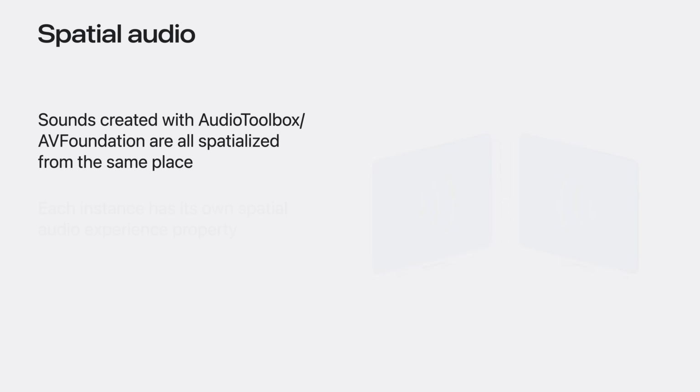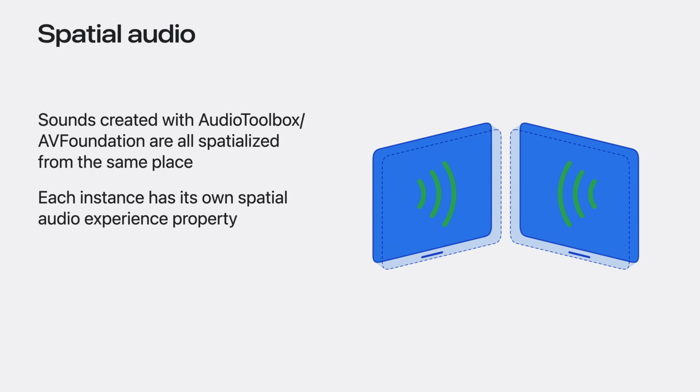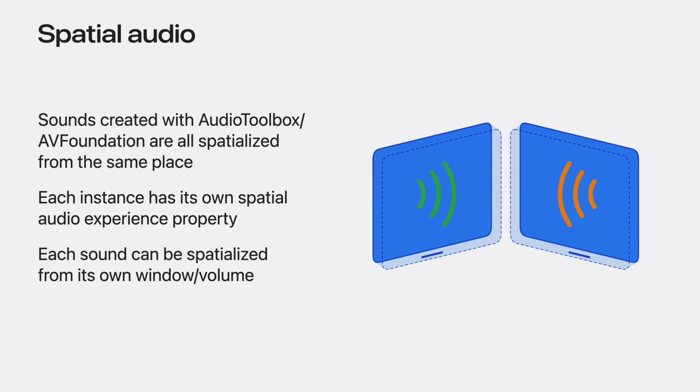Compelling visuals are just part of the story. Now you can create even richer spatial audio experiences no matter which playback API is right for you. Previously in visionOS, all sounds that were played using the Audio Toolbox or AV Foundation frameworks spatialized from the app's first window. Now, the new Spatial Audio Experience API lets you spatialize each sound from its own window or volume. You can even move sounds seamlessly from one scene to another.